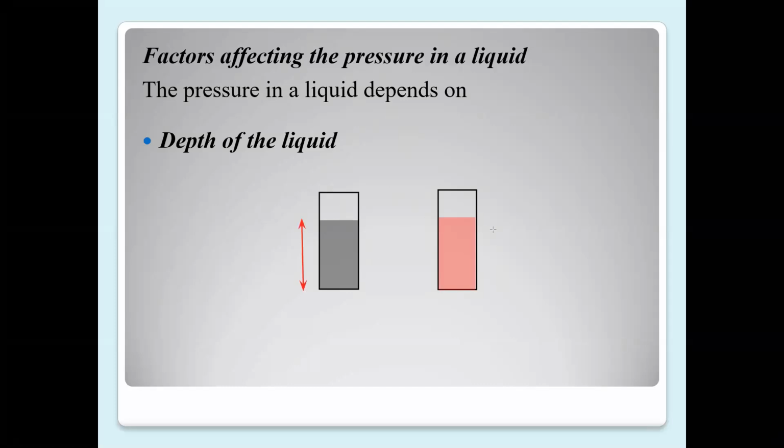The depth is same for both liquids. It's, for example, 2 meter here. This one is also 2 meter. The density of the liquid which is present here, for example, is 850 kilogram per meter cube. And the density of the second liquid is 1000 kilogram per meter cube.